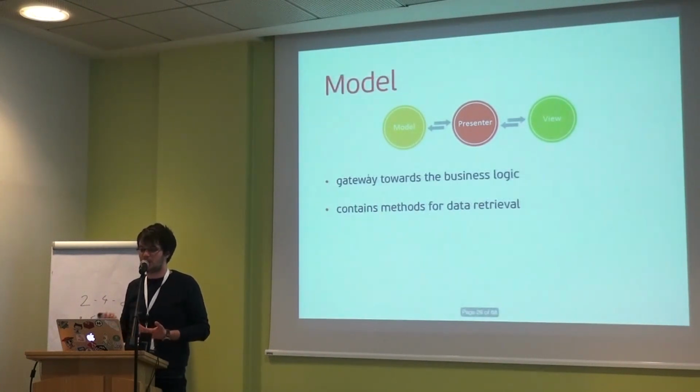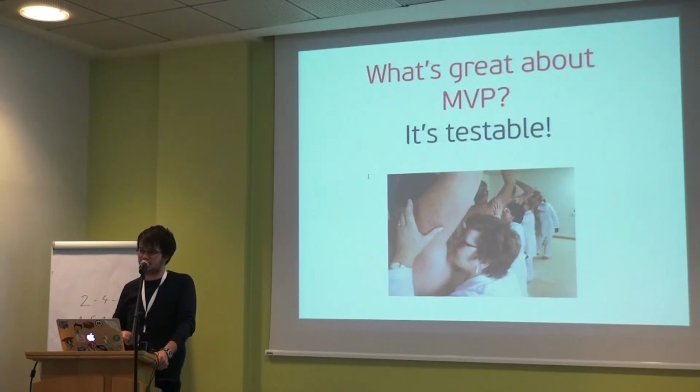And finally we have the model, which is a gateway towards business logic. It contains methods for data retrieval, and in most cases we add one more layer. We call it the interactor, and on this layer we do some long-running tasks like networking or fetching data from databases. And the great thing about MVP is that it's finally testable.